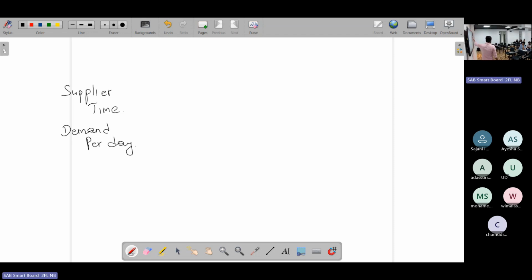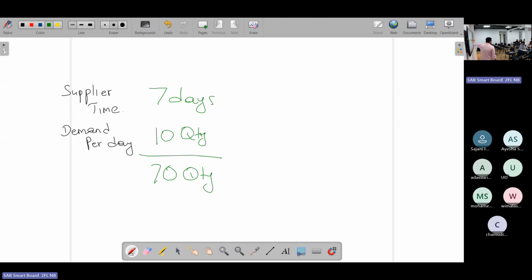Supply time. Your supplier will take 7 days. If you order today, he will deliver next Sunday. 7 days. Per day demand is 10 quantities. So until next Sunday, you should have 70 quantities. This is the understanding purpose of the reorder level. They should keep at least 70.